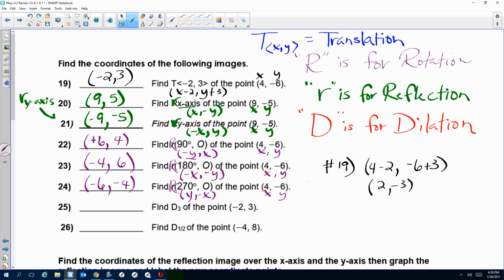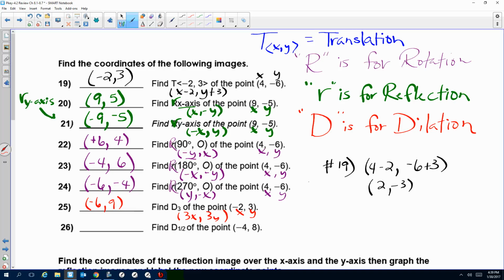Good job. Now capital D is for dilations. So D3 means we're doing a dilation with the scale factor of 3. So that means this would be 3 times x, 3 times y. So we're doing 3 times both the x and the y. Our x is negative 2, our y is 3. We'll multiply both of them by 3. So we get negative 6, comma 9.